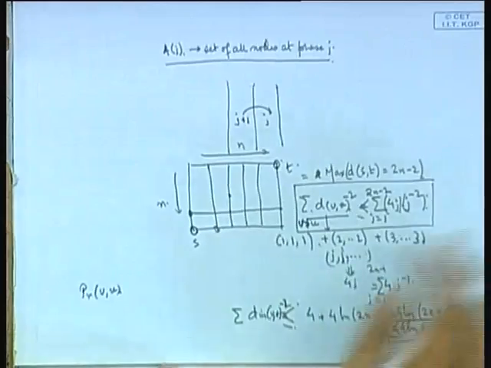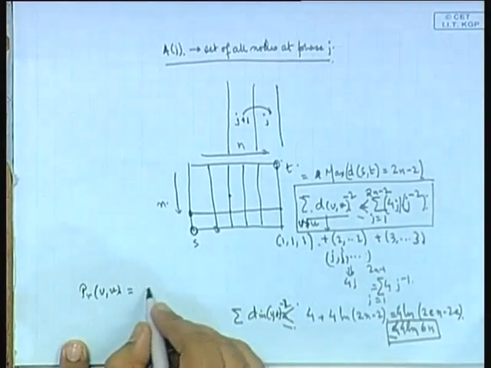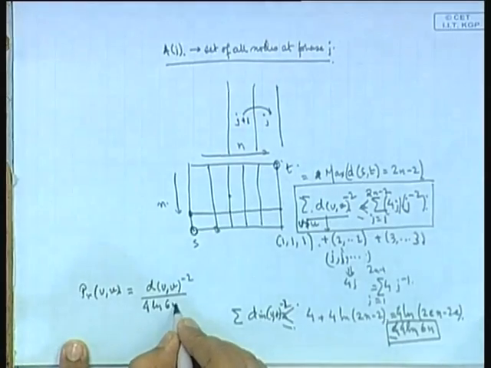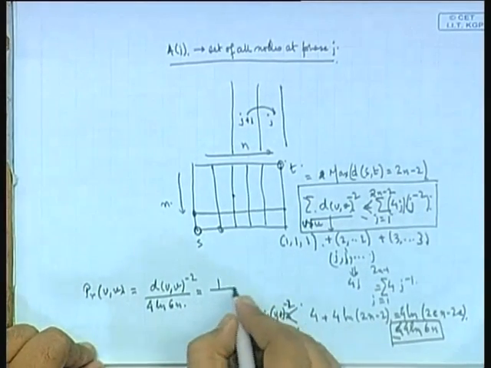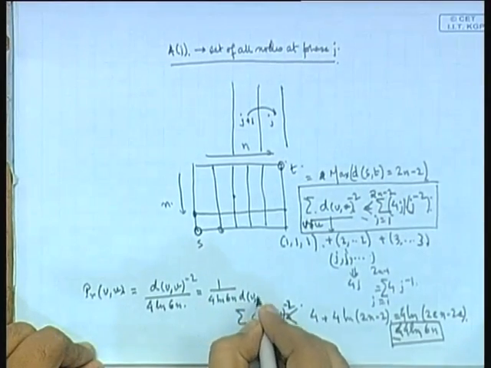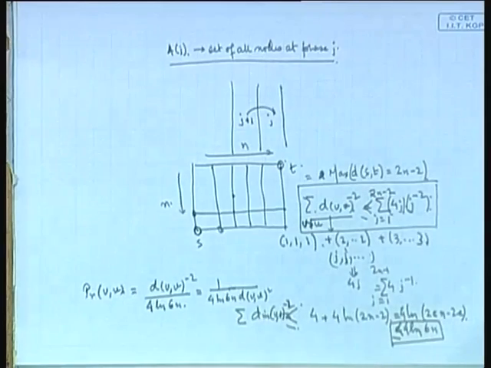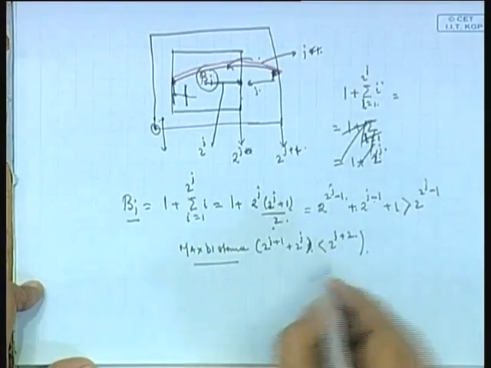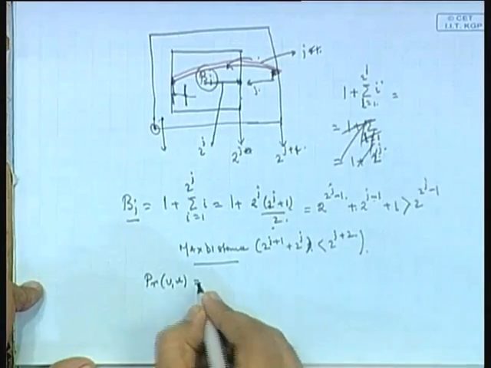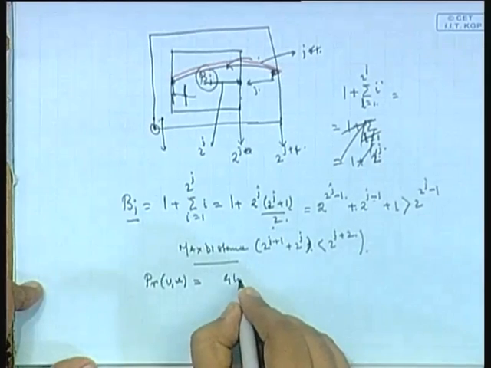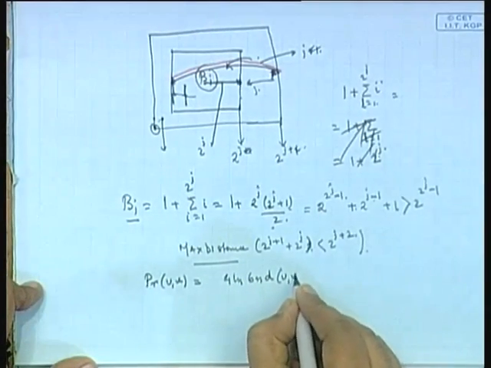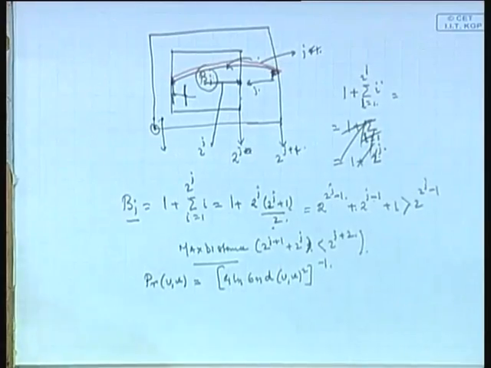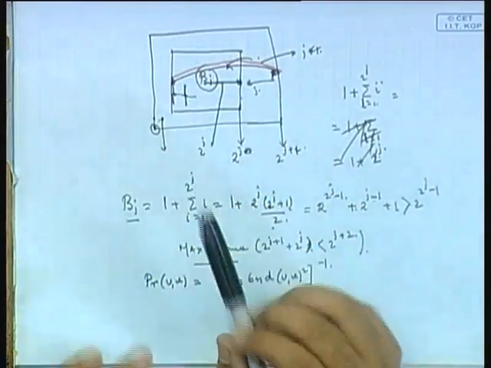Okay. So, let us calculate Pr(u,v) here. Pr(u,v) is d(u,v) to the power minus 2 by 4 ln 6n, or it is 1 by 4 ln 6n d(u,v) square. Okay. So, you know Pr(u,v) also. So, you are given max distance, you are given B j, and you are given Pr(u,v). I write it for your sake once more: 1 by 4 ln 6n d(u,v) square. So, now tell me what is the probability that there will be a long link from this point to this point.